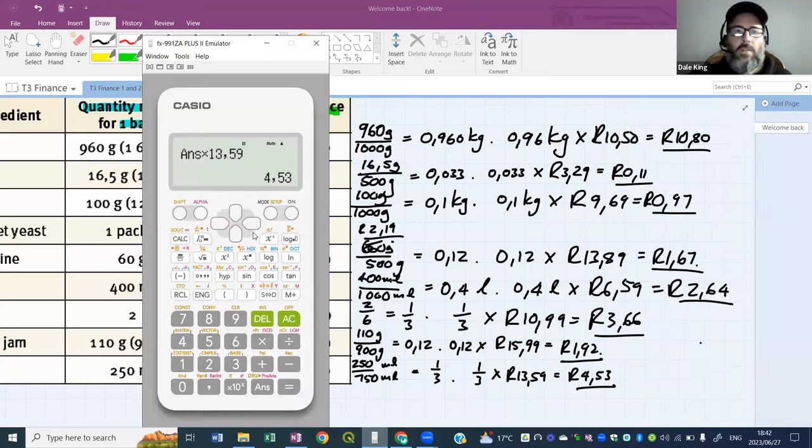Now, be careful. There's a lot of numbers. As you've seen, human error can creep in. So watch me as I do it. 10 rand 80 plus 0.11 plus 0.97 plus 2 rand 19 plus 1.67 plus 2.64 plus 3.66 plus 1.92 plus 4.53. That should be it. It's on the screen there if you guys want to do it as well.